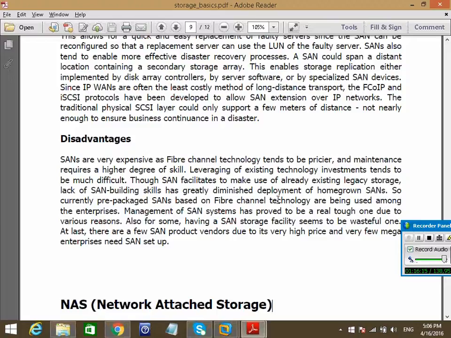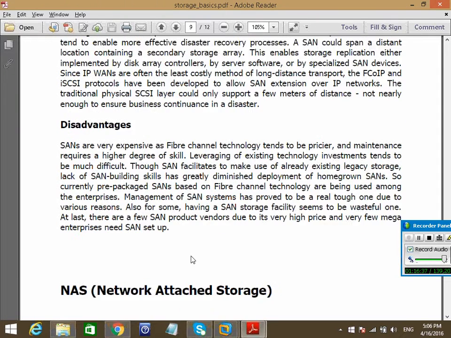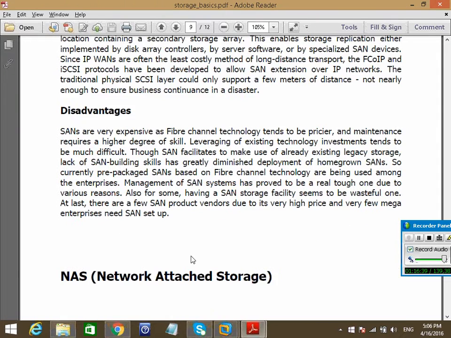Management of SAN systems has proved to be really tough for various reasons. Also, for some, having a SAN storage facility seems wasteful. At last, there are few SAN product vendors due to its very high price and very few mega enterprises needing a SAN setup. So only a few vendors are offering this high-end SAN setup technology.